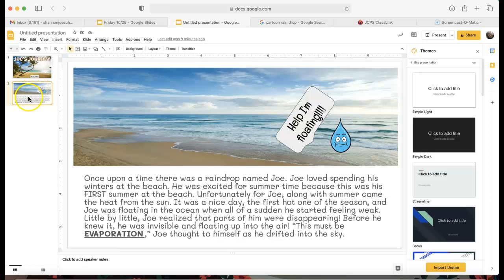Then I would continue on with my story. I would add another slide. I would talk about what happened next to poor Joe who evaporated up into the sky. You can make it as funny as you want as long as you are correctly identifying the stages of the water cycle he's going through, or whatever your water drop is going through, then that's fine.